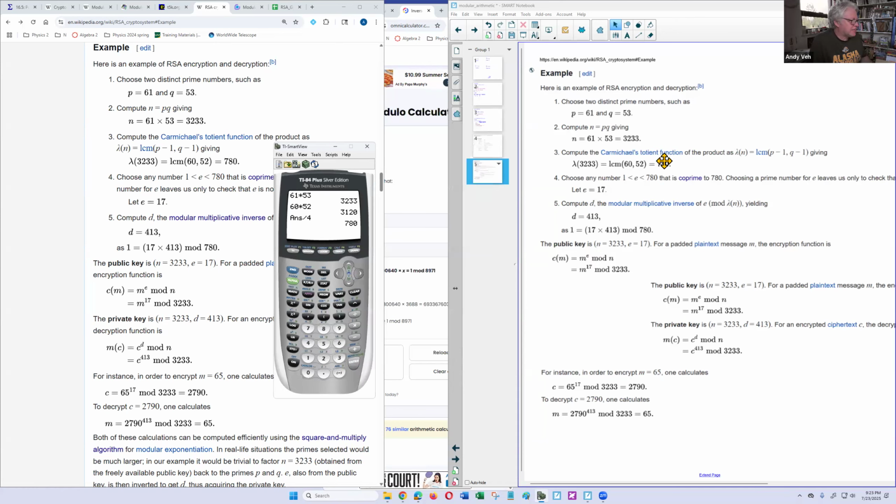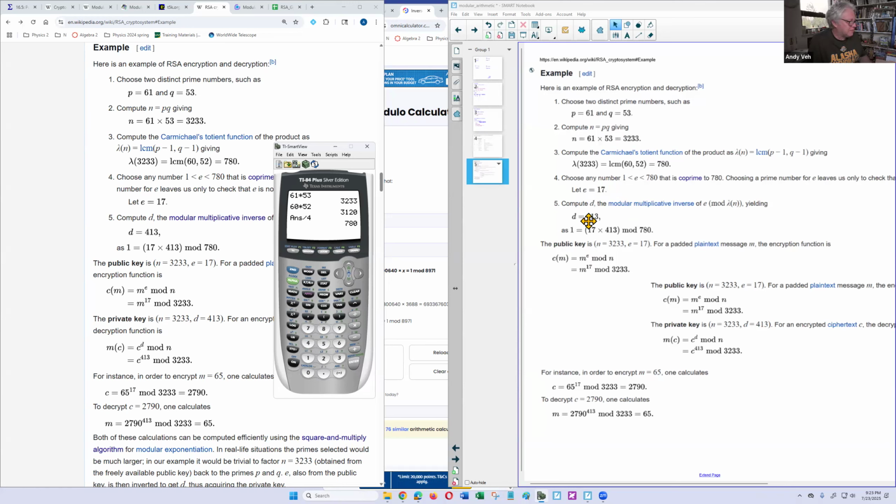All right, so I have the 780 here now. Then I choose another prime number. Notice the prime numbers are smaller than the last time, right? So they can have a workable example here. Even mine were too large. So 61 and 53. And now I'm going to have 17.